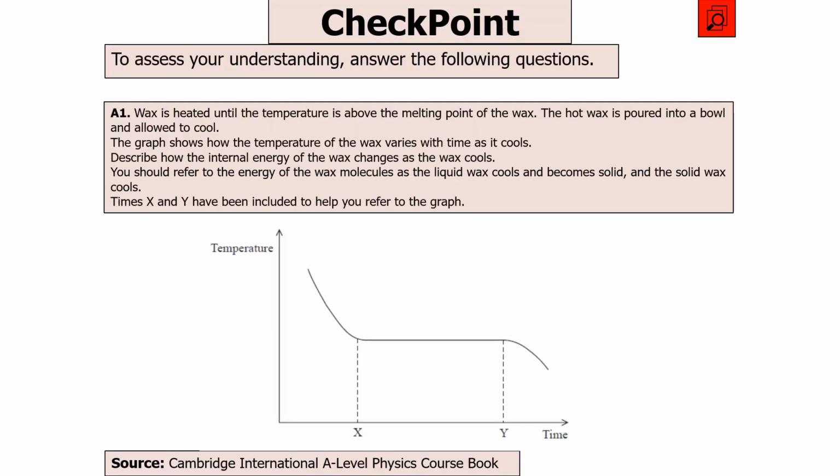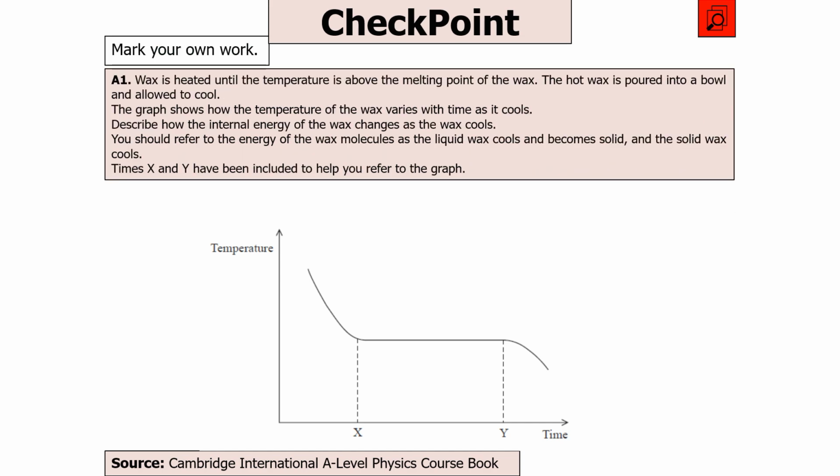The next question says, wax is heated until the temperature is above the melting point of the wax. The hot wax is poured into a bowl and allowed to cool. The graph shows how the temperature of the wax varies with time as it cools. Describe how the internal energy of the wax changes as the wax cools. You should refer to the energy of the wax molecules as the liquid cools and becomes a solid, and the solid wax cools. Times x and y have been included to help refer to the graph. So pause the video now, then unpause the video when you want to go through your answer.